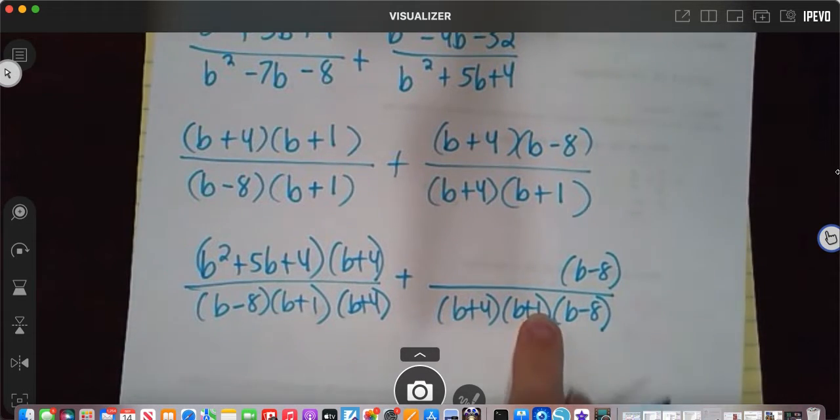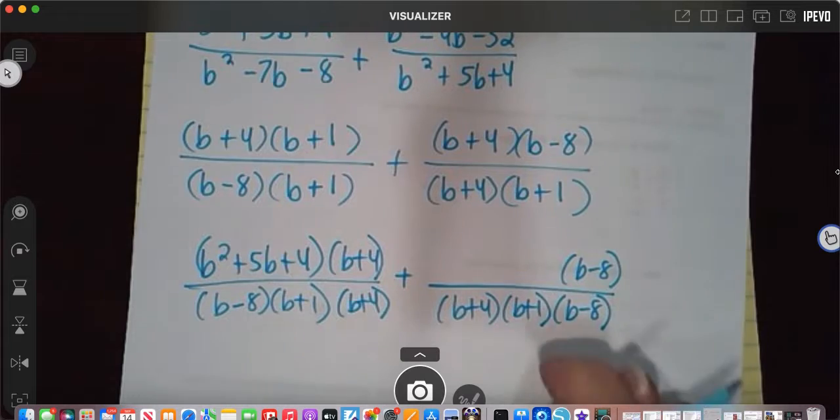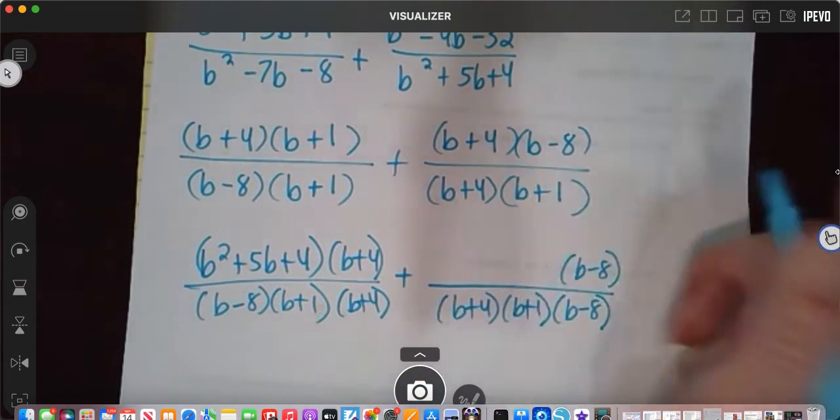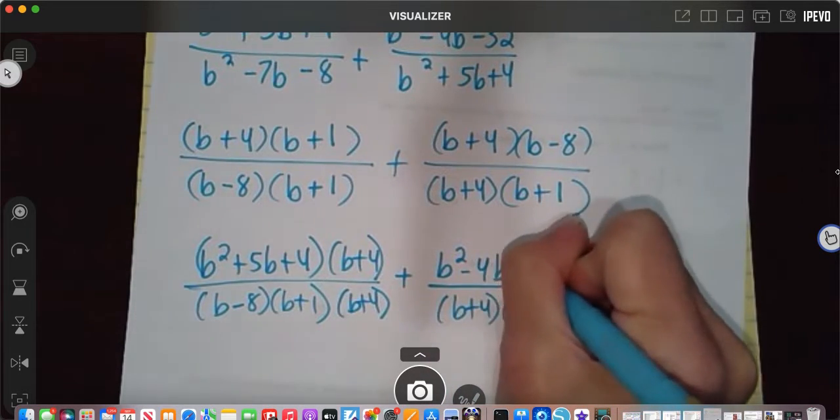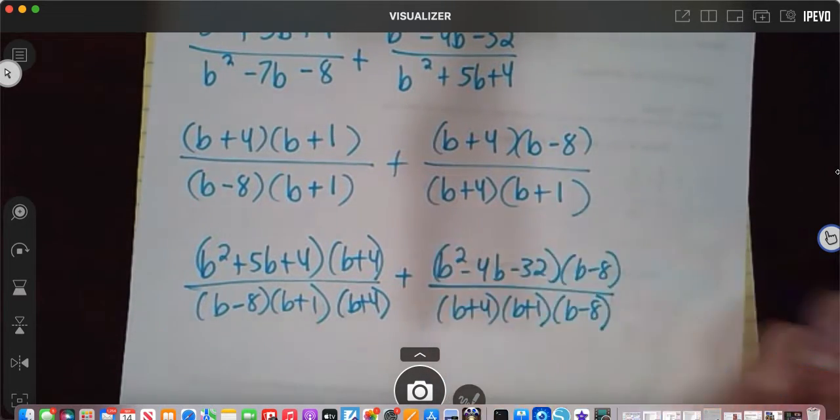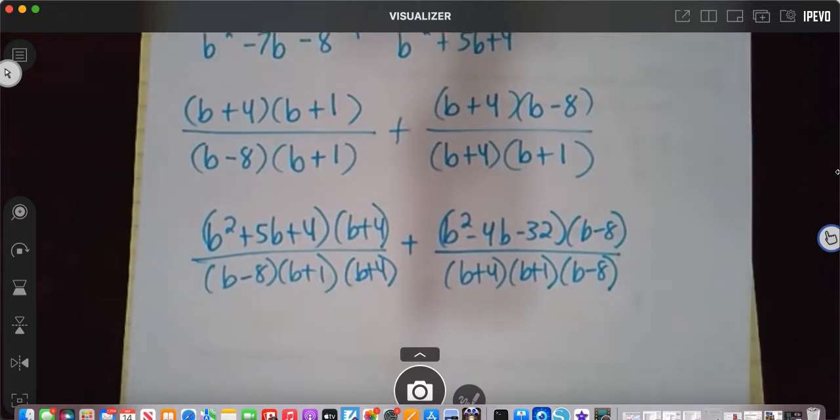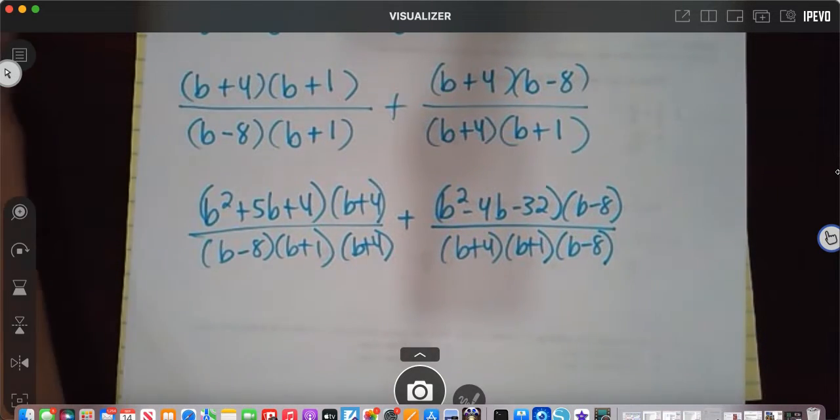And again, I didn't want to maybe write that, so I'm going to go back and write what it was in the beginning. That's what I was saying. B squared minus 4B minus 32. Okay, all I did was in the numerator, just rewrote it. Now I have, my denominators match.